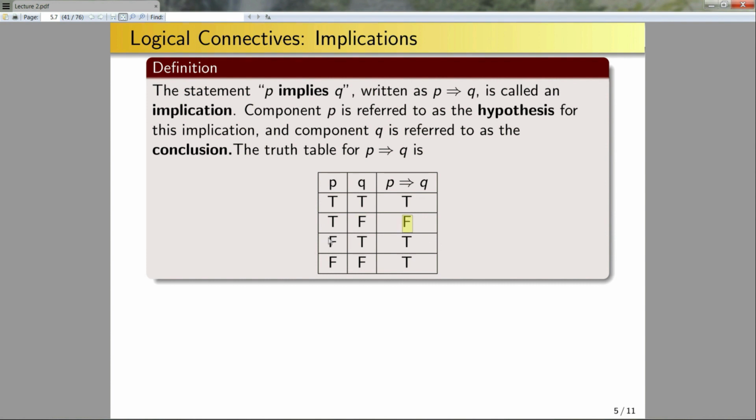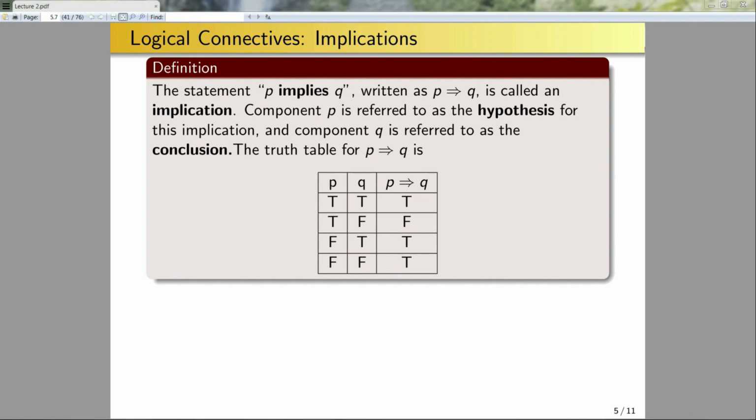On the other hand, if you don't keep up your part of the deal, it doesn't matter whether or not I kept up my part of the deal. I'm not violating my promise, so I trivially kept my promise. Now notice that if the hypothesis of an implication is false, then the implication is true no matter the truth value of Q. This is what's called vacuously true.